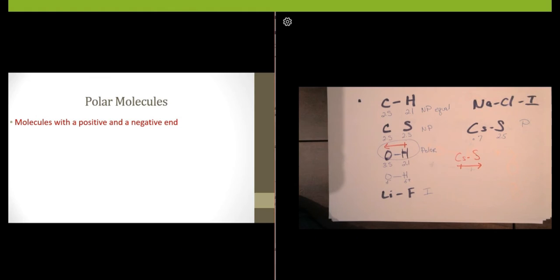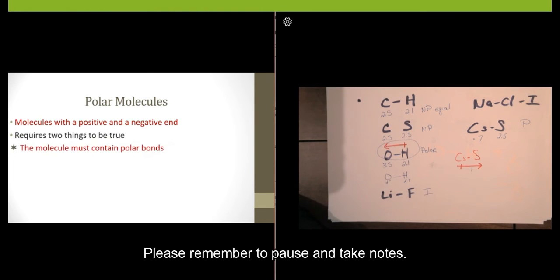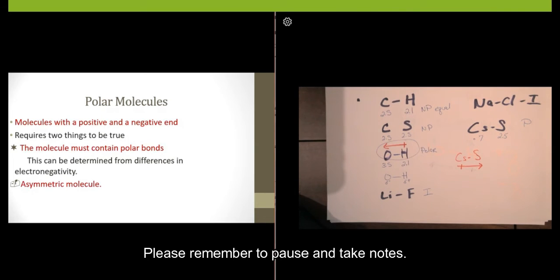Okay, so that's what we were doing with bonds. Now let's talk about molecules. So molecules with a positive and a negative end. Two things have to happen here. The molecule must contain polar bonds, okay? And this is what we just did here. We look at the electronegativity numbers. And the molecule has to be asymmetrical. What's asymmetrical again? Come on, back in our math and art, I think. Oops, yeah, not the same. Why don't you take a second to write this down?